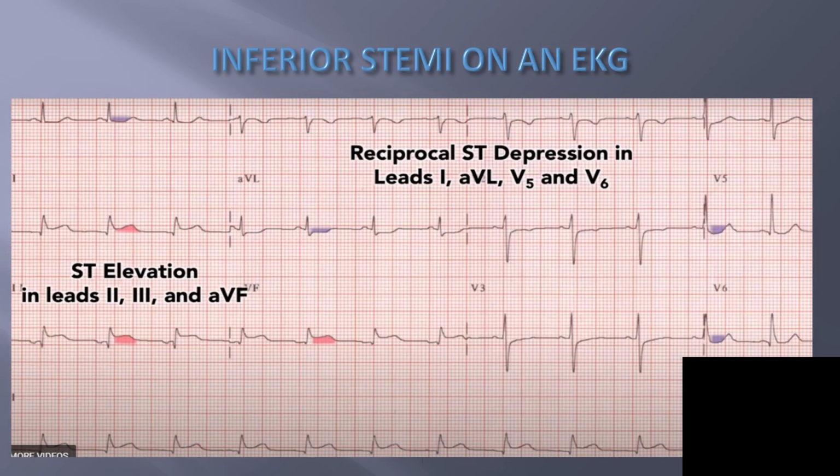This is another example of an inferior STEMI on the EKG. Again, you'll see ST elevation in leads 2, 3, and AVF. So you go, here's your elevation, and there's AVF. And then you're also going to see reciprocal changes of ST depression in lead 1, right there, AVL, here's your depression, V5, and V6.